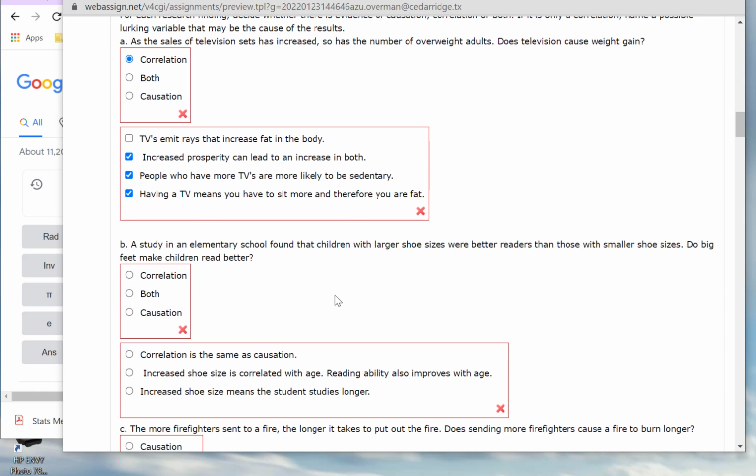A study in elementary school found that children with a larger shoe size were better readers than those with smaller shoe sizes. Do big feet make children read better? I'm going to say correlation. By the way, I'm thinking that might be causation. We'll see.